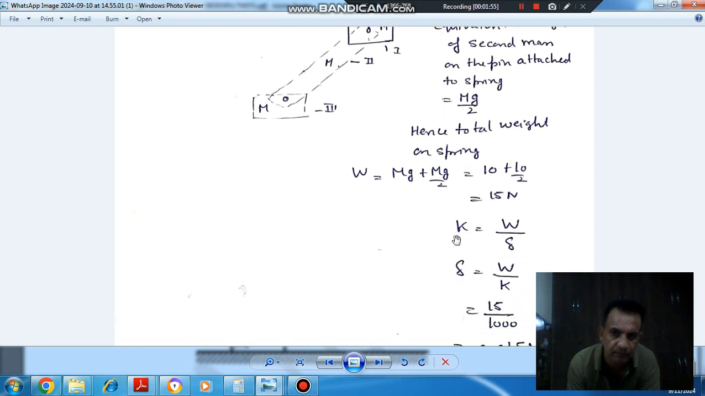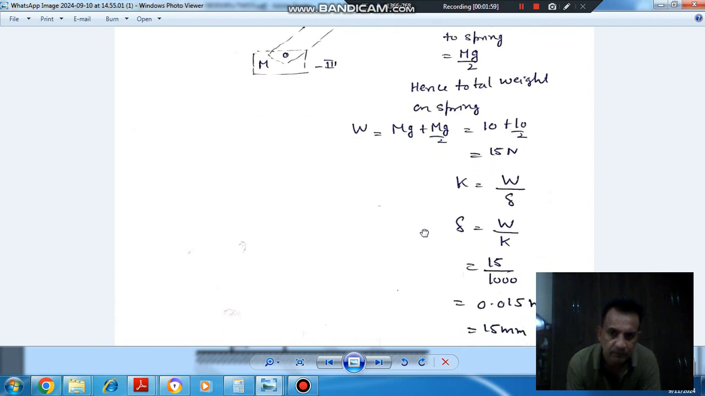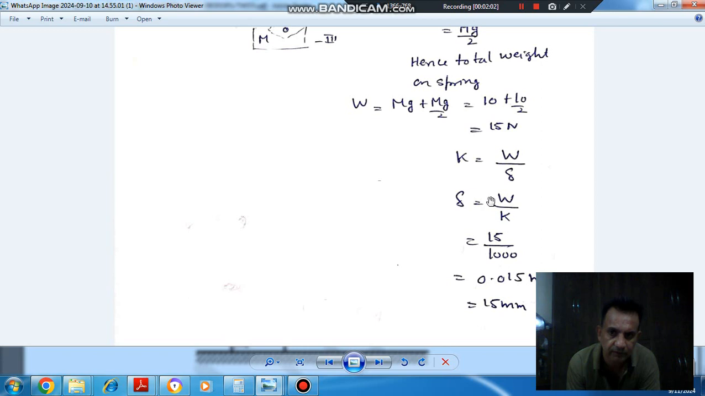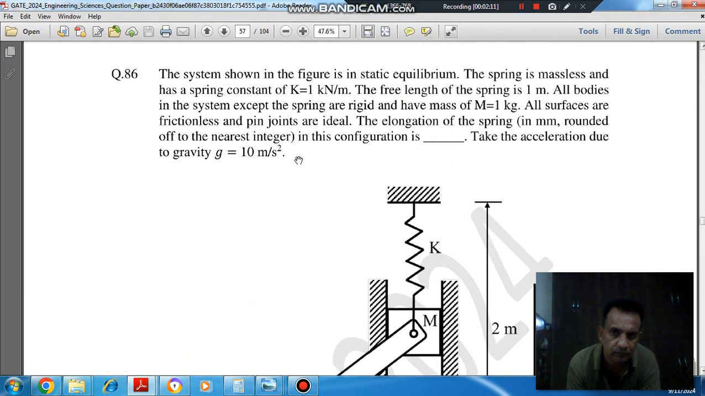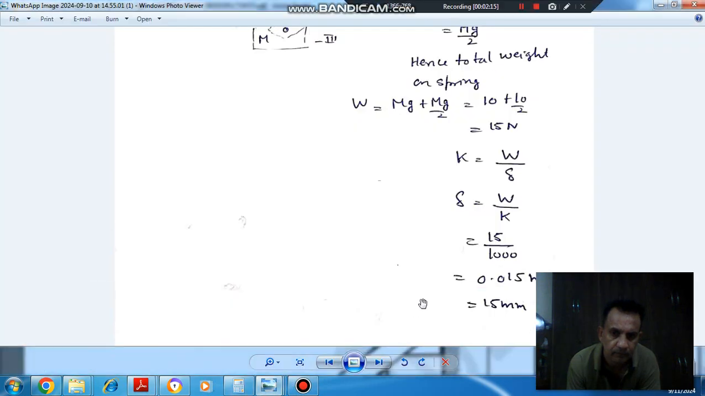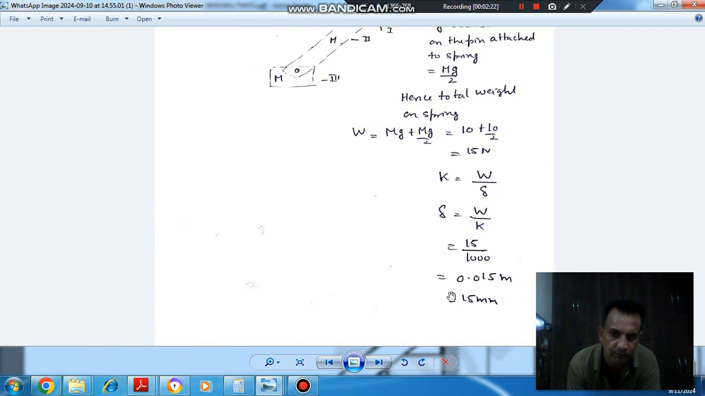W is 50 newtons, and k is equal to W by deflection, and deflection is W by k, and k is given as 1 kilonewton per meter. So it is 1000 newton per meter. So W is 15, so deflection comes out as 0.015 meter, or 15 mm is the answer.